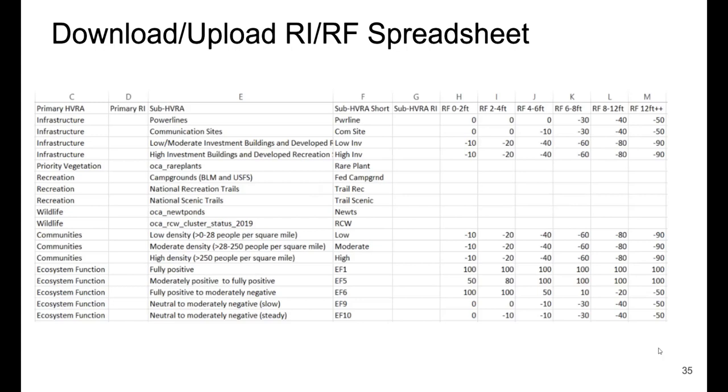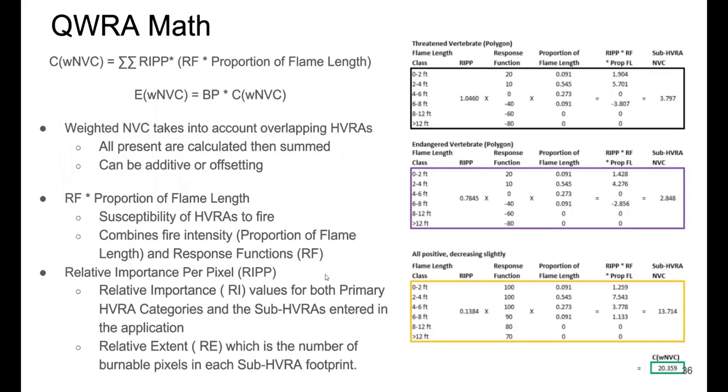There's also the download, upload response function relative importance spreadsheet that I mentioned. This is as simple as it gets. When you download it, you get a spreadsheet looking like this, where you can populate the relative importance for the primaries and the subs. These national values have come pre-populated but editable. You can fill in the other values, and then you can upload it to the application. So I just thought I'd show a simple graphic of how that works. And there is some error checking within the application to make sure that your values are meeting certain criteria.